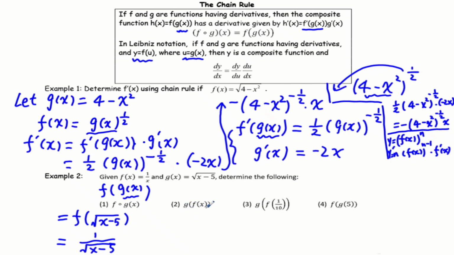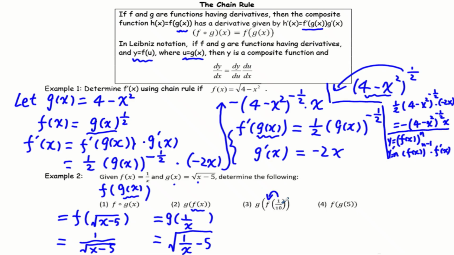So g of f of x. This one we are going to go from inside to outside. The input is f of x, which is 1 over x. Then g of x is this one, so the x is replaced with 1 over x. So square root of 1 over x minus 5. Then it's done.